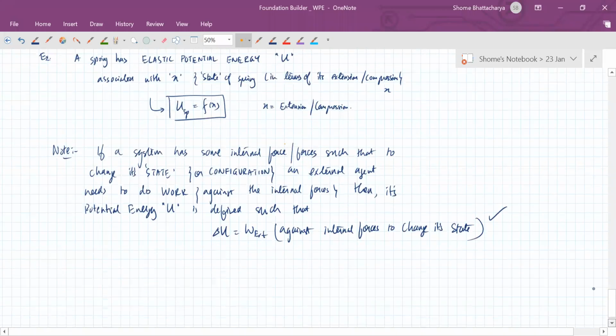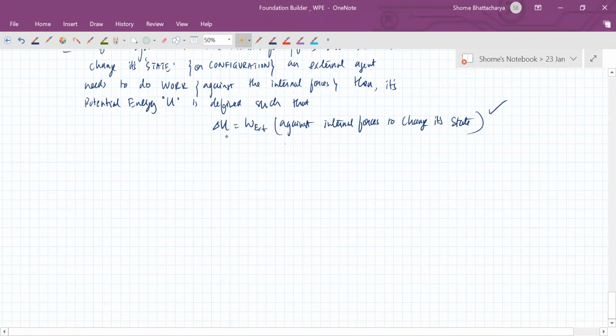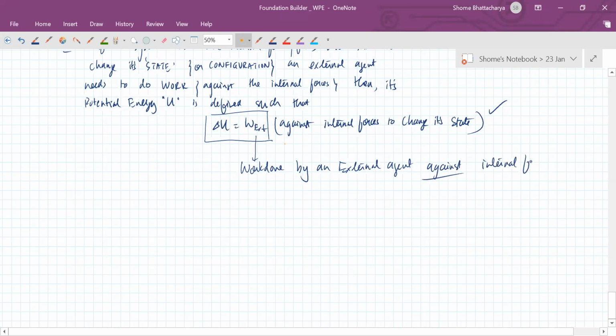Okay, so let's understand one more thing. So basically what we are saying here, in this statement, what we mean is that this is the work done by an external agent against the internal forces of the system to change its state. Okay, so let's understand this with an example.